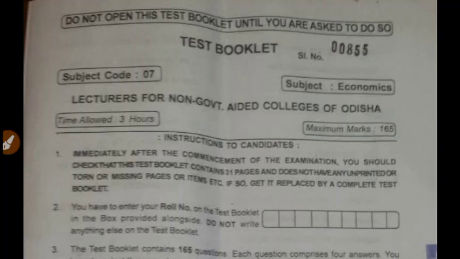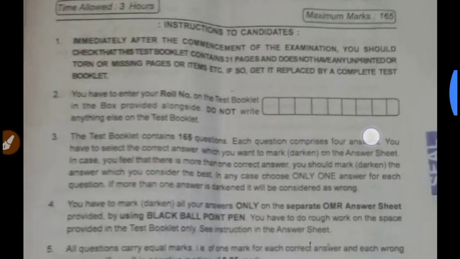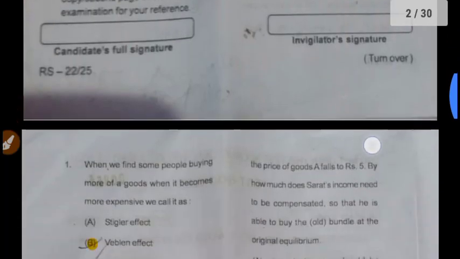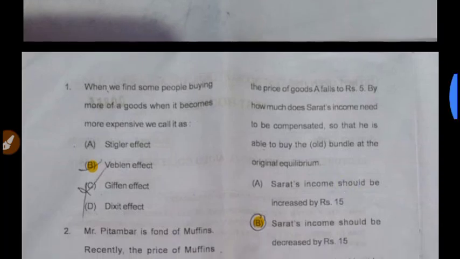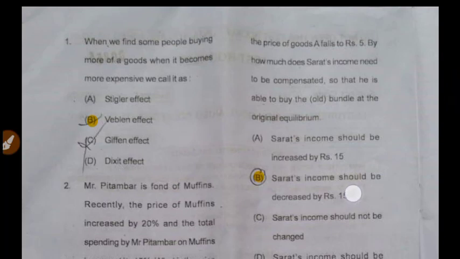Today I will discuss Odisha SSB non-government college post economics question answer. It is very crucial for the UGC NET exam as well as various state exams. These questions are asked at a moderate level, not very high level, not very easy level. So let's get started.